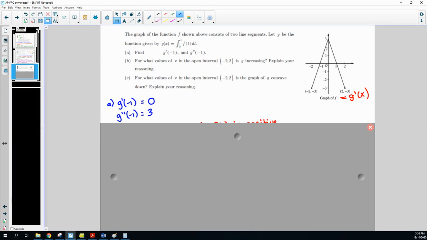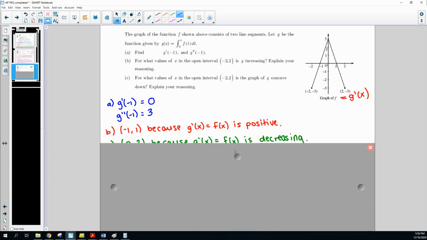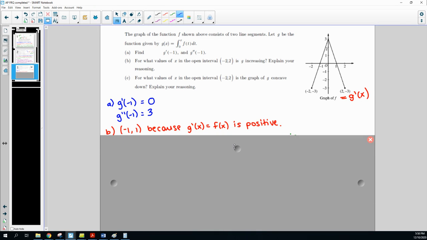Part B, for what values of x in the open interval -2 to 2 is g increasing. So again, we have the graph of g prime. We want to see when is g increasing. So if I'm looking at the derivative, my original function will be increasing where the derivative is positive. So I'm just going to slide this down here. Oops. So -1 to 1, right? Because that is the place that has a positive derivative, right? G prime of x, which is equal to f of x, is positive, right? We said f is the same thing as g prime in this case, so it's positive.